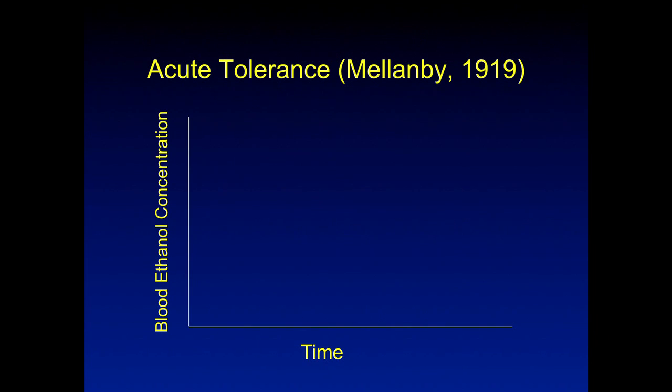Now I'm going to go to the lesson sensitivity, and I'm going to talk about this acute tolerance. Mellanby, back in 1919, identified and defined acute tolerance. If you look at an injection of alcohol or exposure to alcohol, blood alcohol levels will rise for a while and then they're going to decline.